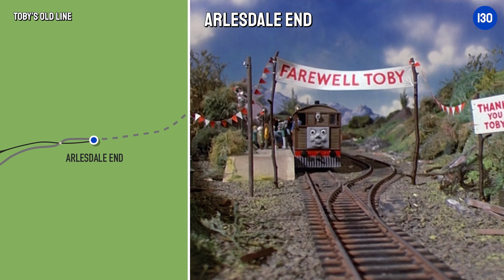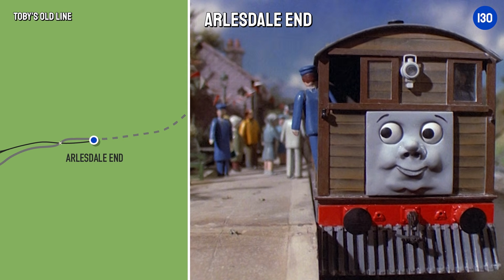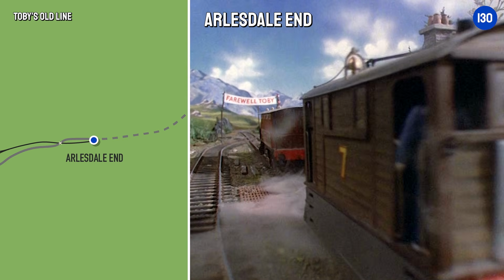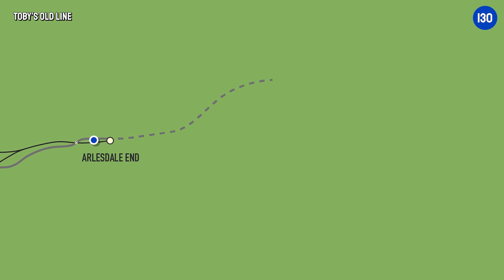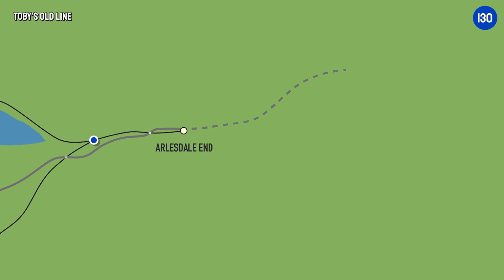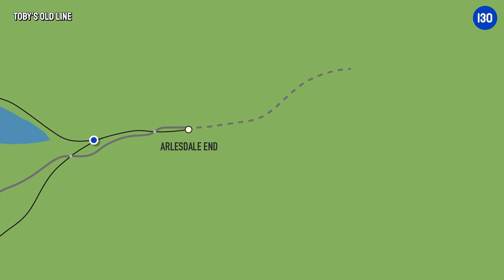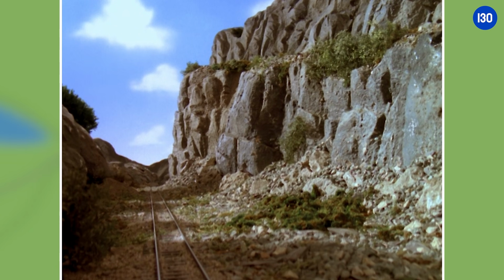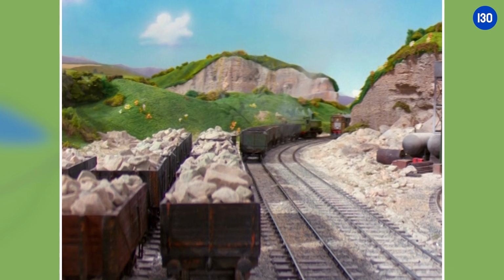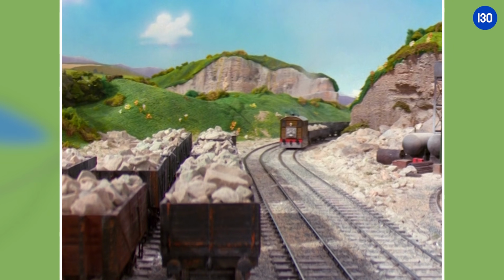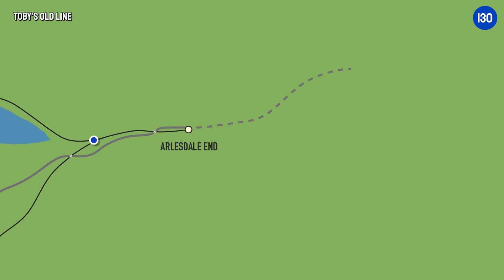Arlesdale End, as the name implies, is the end of the line. The tracks do not go past the station and terminate at Toby's shed. Coming from Arlesdale, the tracks meet a junction that heads south to the quarries at Farquhar. As we discussed earlier, perhaps this line was built later as an easier means of transporting rocks to the old line after the Fat Controller reopened it. We really don't have much more to go off of here.